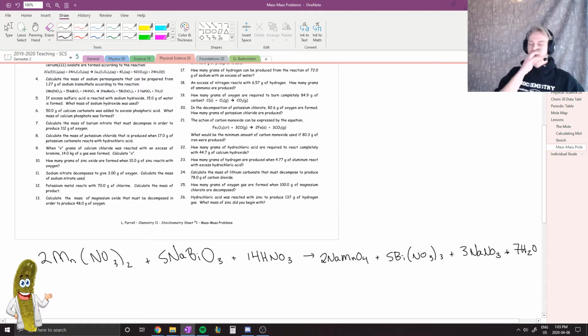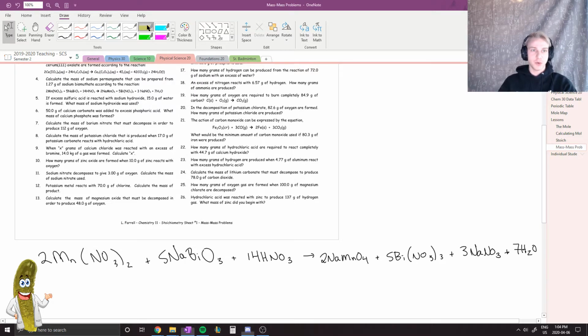Okay, can everyone see my screen? Are we okay with the streaming, how that's working right now? Yep, it's good. Okay, awesome, thank you, Hattie. This is the longest equation I've ever seen. I've also never used any of these chemicals before except for water, and sodium nitrate. But what we're asked here is to calculate the mass of sodium permanganate that can be prepared from 1.27 grams of sodium bismuthate according to the following reaction.